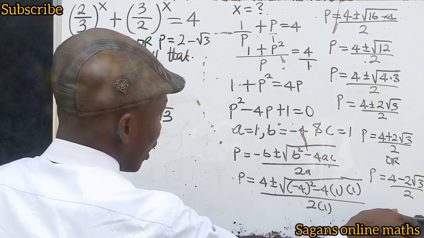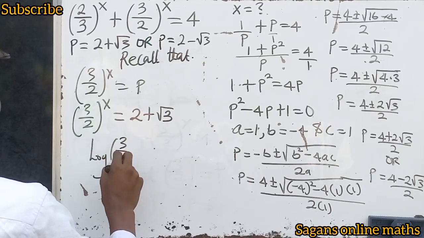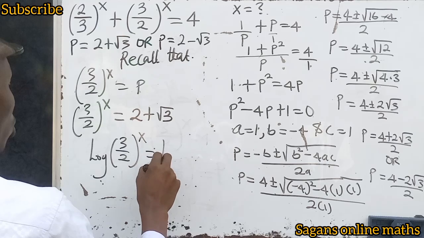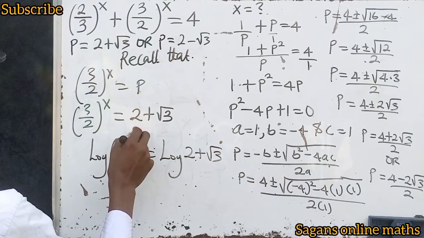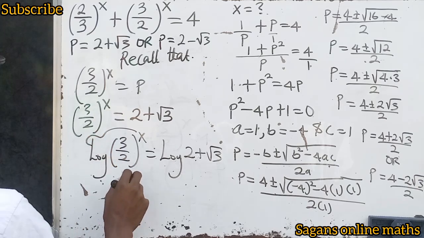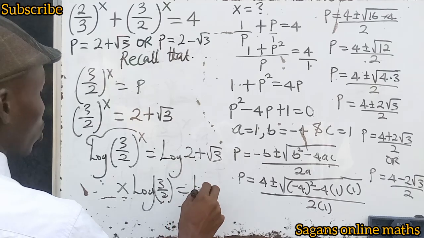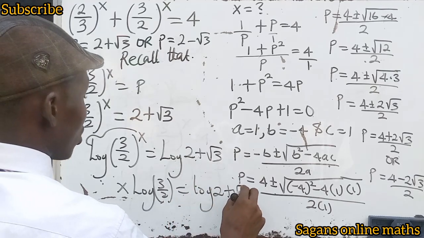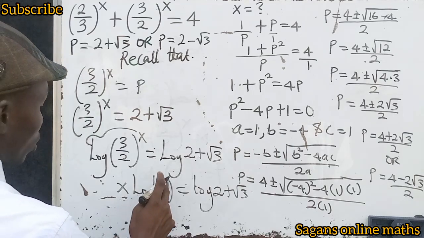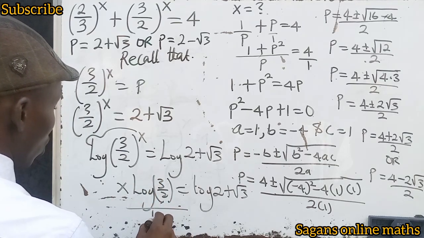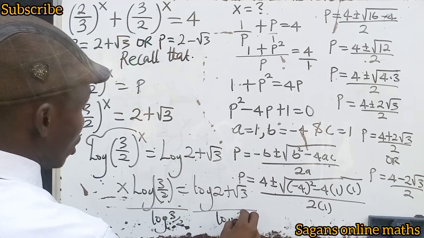Okay, so let's take log of both sides. And I have X. So that means log of 3 divided by 2 to the power of X is equal to log of 2 plus root 3. Now this will come down to multiply, the exponent. So we have X log 3 divided by 2 equals log 2 plus root 3. Now let's divide both sides by log 3 divided by 2.